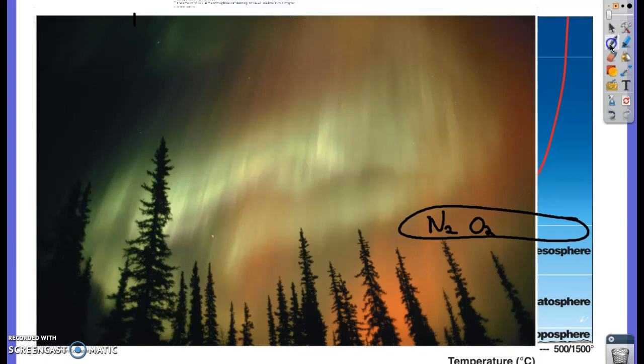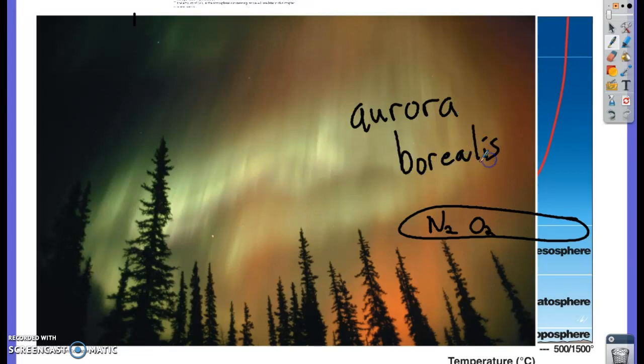Okay, the most common aurora, Borealis, which means northern, called the northern lights. Borealis, toward the North Pole.